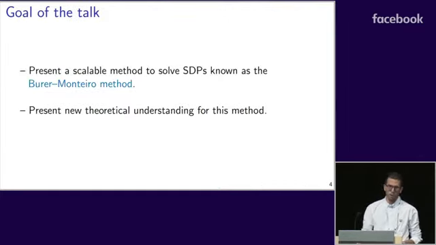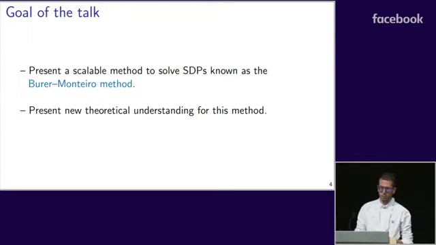So as you see, semi-definite programs are powerful. However, they have a main inconvenience: they are not scalable. And this is a problem in machine learning because we have a lot of data. In the first part of my talk, I'm going to present a scalable method to efficiently solve semi-definite programs, known under the name of the Burer-Monteiro method, which was discovered in 2003. And then, and this is the main contribution of our paper, I'm going to present some new theoretical understanding for this method.